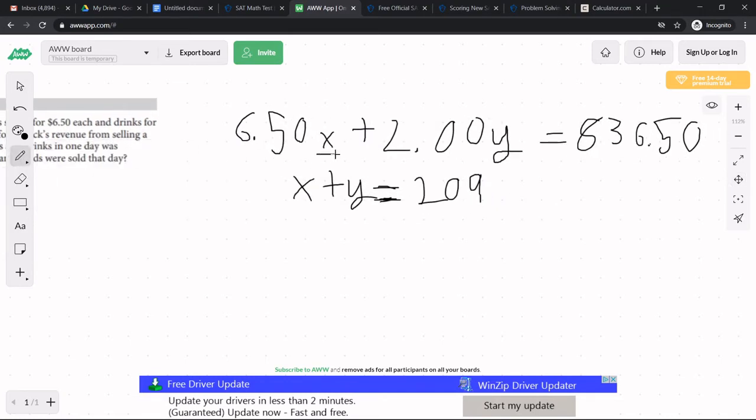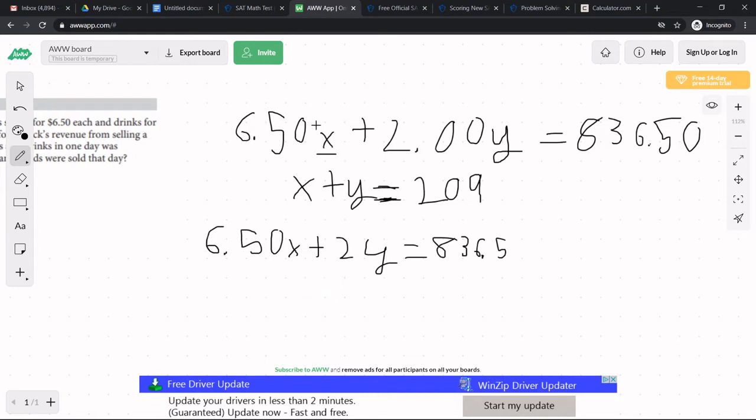Alright, so now that we have these, we can do a pretty simple transformation to this equation that'll make our lives a lot easier. So we keep this 6.50x plus, we'll just simplify this to 2y because it's the same thing as 2.00, equals 836.5, and again, the 0 doesn't really mean anything if we just leave it as 0.5. Now we're going to multiply the other equation by 2 so that when we subtract this equation from this one, the y's cancel out and all we have is the x's.